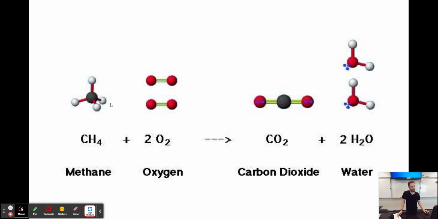And what you can see is that the colors of different things changed, but there's the same number of atoms of all the different types of elements on both sides of this reaction. This is also kind of interesting because it does show you the molecular geometry of these different things. So we haven't gotten into that, but methane has a tetrahedral shape over here.